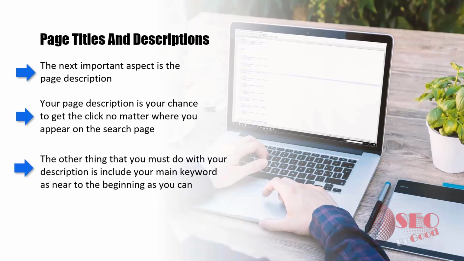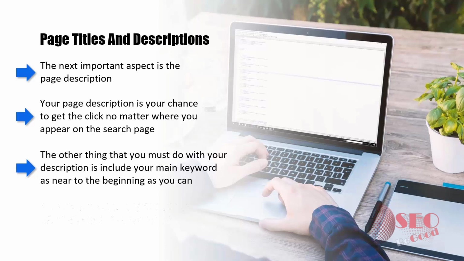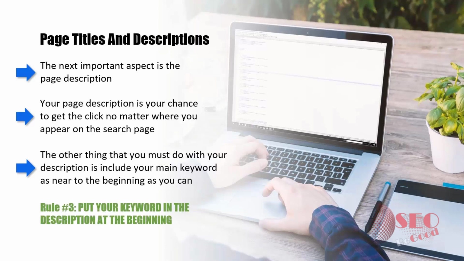The other thing that you must do with your description is include your main keyword as near to the beginning as you can. This is very important, as Google will highlight your keyword in bold so that it stands out to the user. So, rule number 3 is, put your keyword in the description at the beginning.